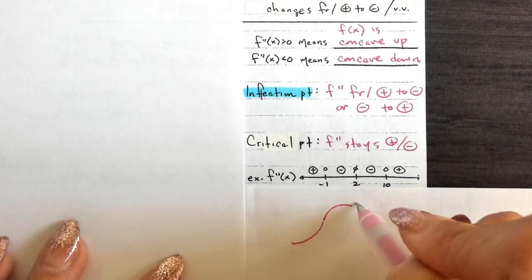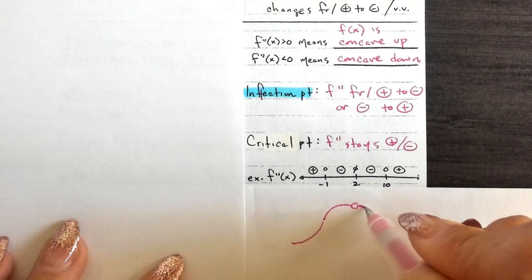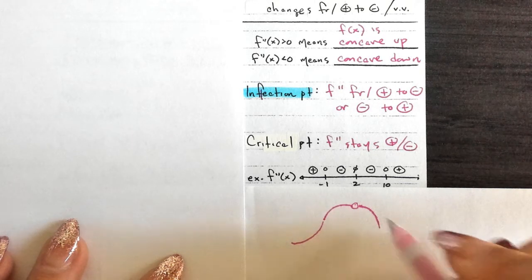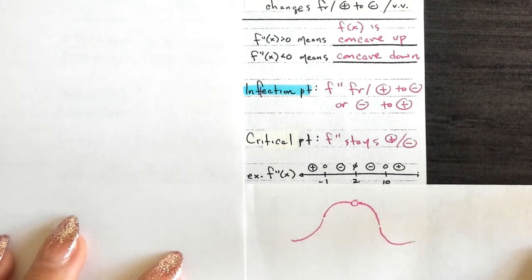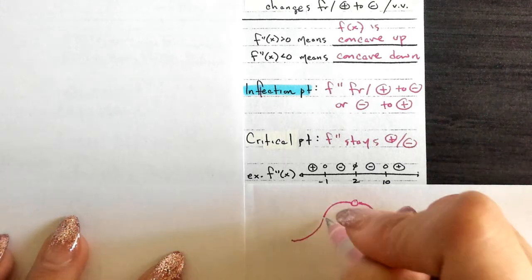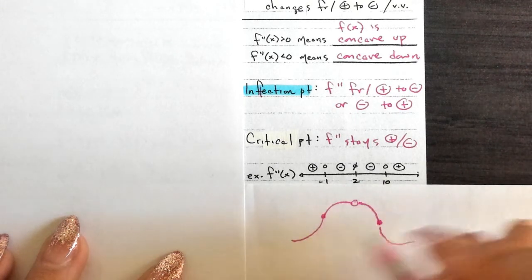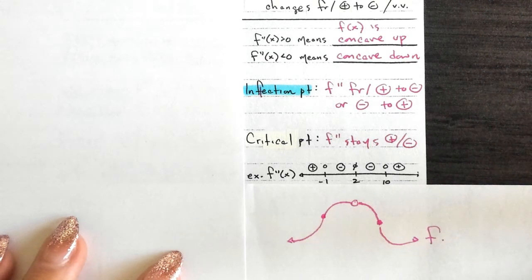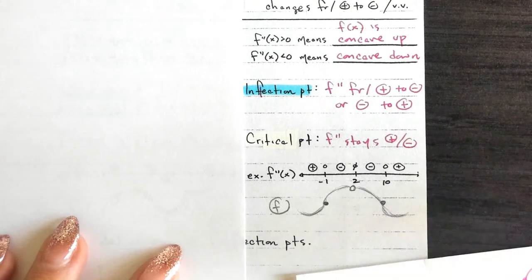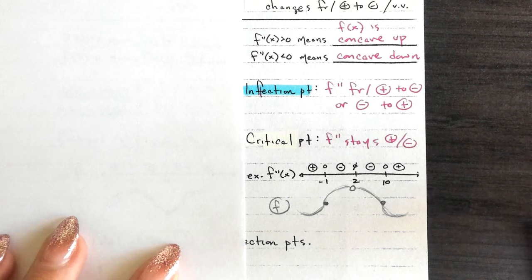And then there's maybe a hole. I'm just pretending. And then I'm still concave down. And then I'm concave up. So that is one example of what it could look like here for f. That's one example of what f could look like. Here is the same example. I guess I always use that, okay?